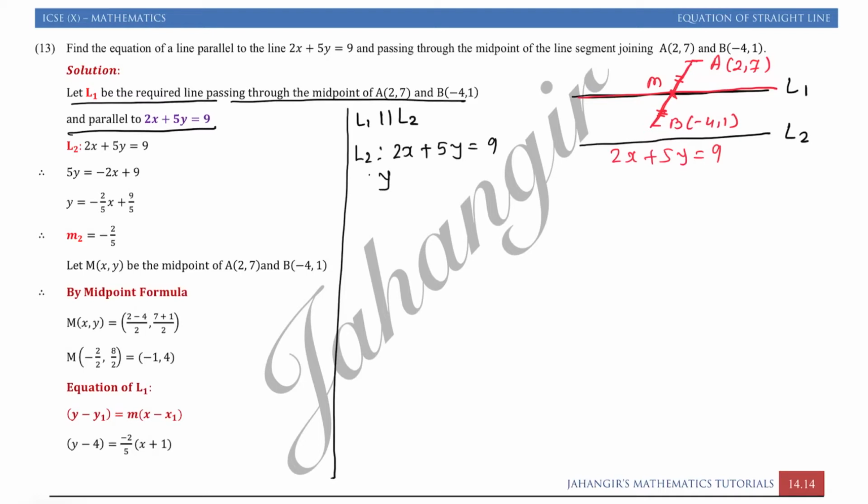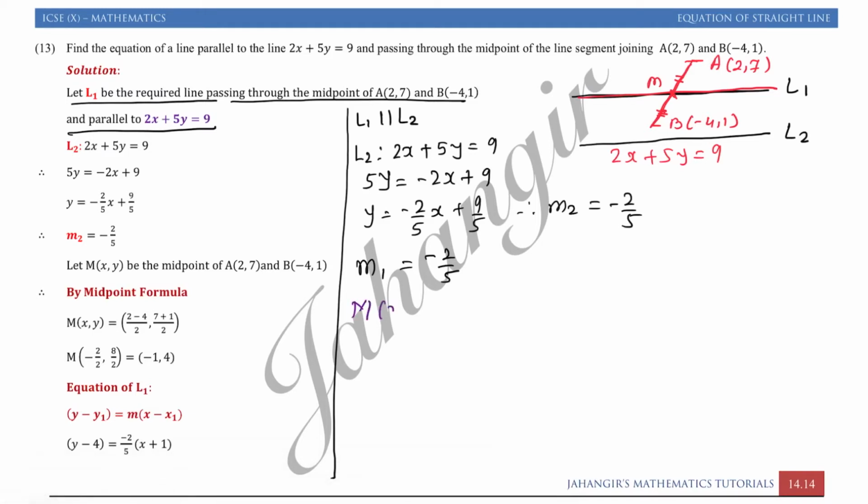So therefore 5y is equal to minus 2x plus 9. y is equal to minus 2 by 5 x plus 9 by 5. So therefore M2 is equal to minus 2 by 5. Since L1 is parallel to L2, M1 will also become minus 2 by 5.